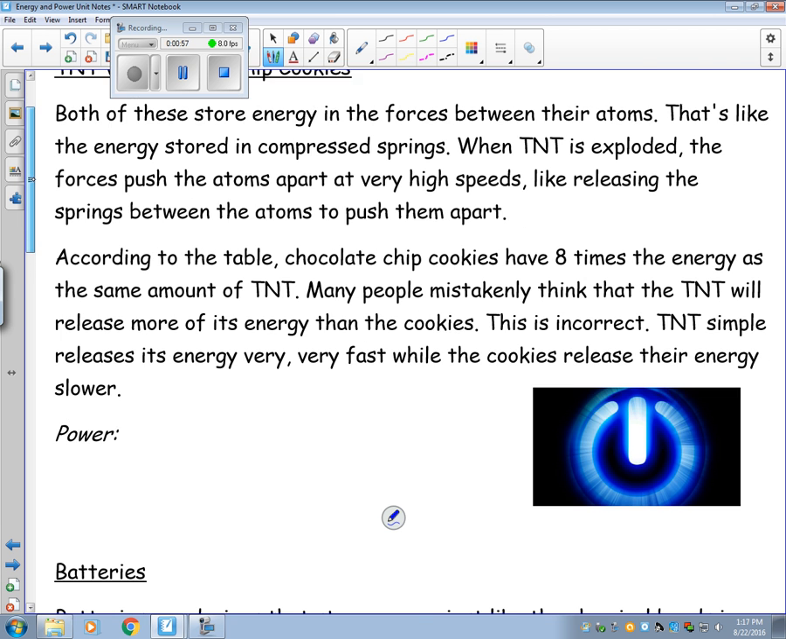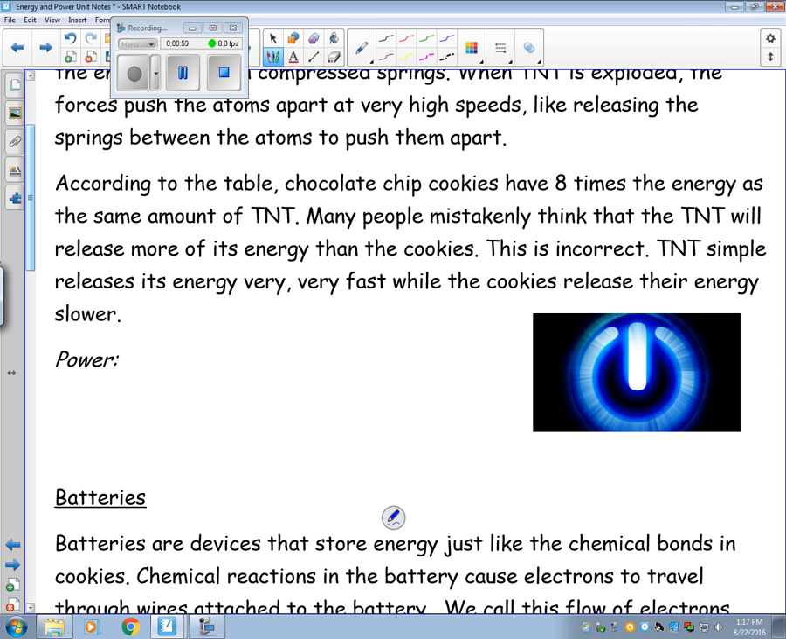So if you think back to that table, the chocolate chip cookies have 8 times more energy than the same amount of TNT. Now, many people mistakenly think that TNT will release more energy than the cookies. That's incorrect. If I were to take a cookie and catch it on fire, which we can do, it would release 8 times more energy than 1 gram of TNT.